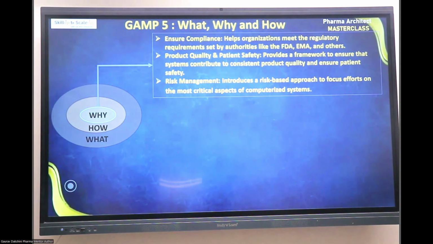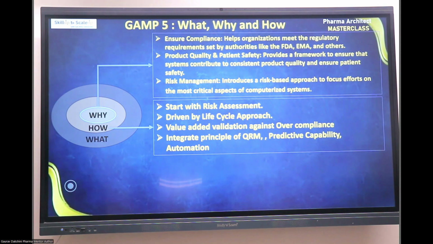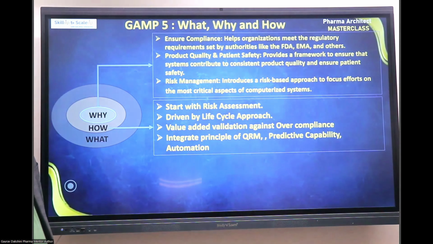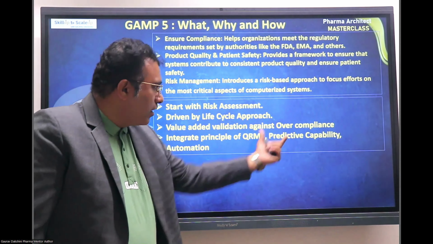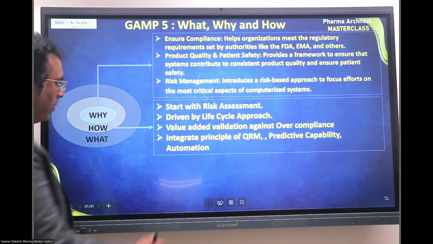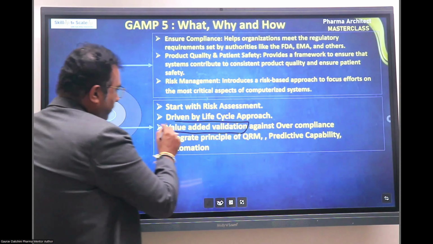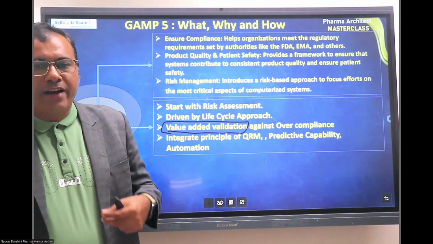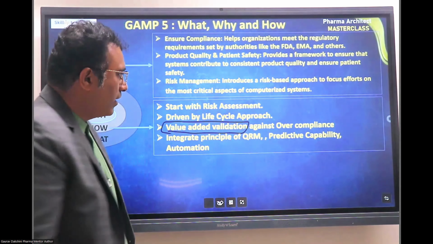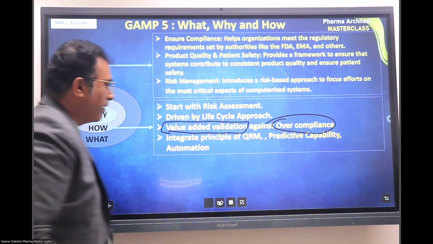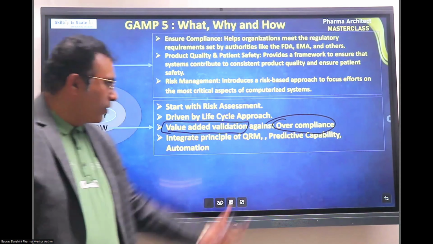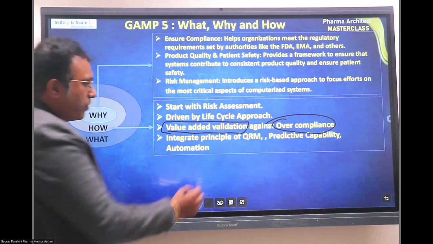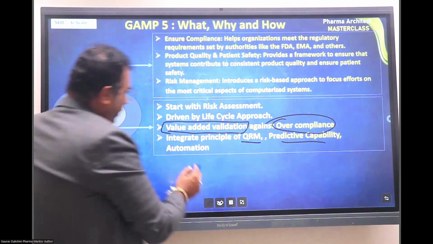Now let's understand the how part of it. Start with the risk assessment, then driven by the life cycle approach, only the value added validation against the over compliance. This is very, very important. What is the meaning of value added validation? The validation which is actually adding value for product safety and quality rather than doing the over compliance. And then integrate the principles of QRM, predictive capability, and automation.